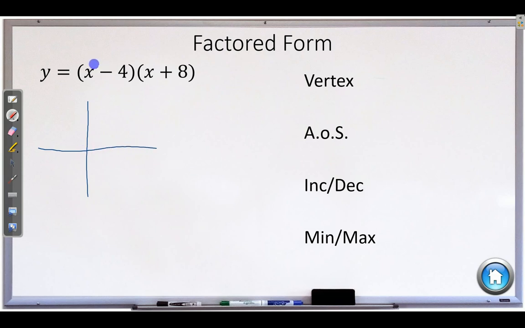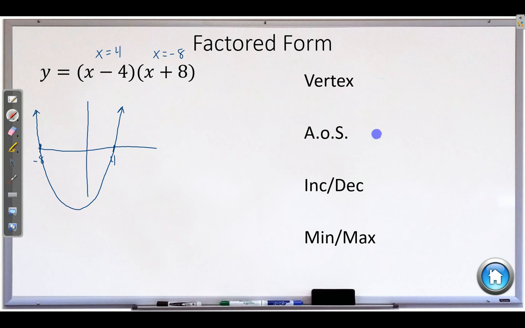Factored form gives you the x-intercepts. Here we have x equals 4, because that makes that factor into 0. And here we have x equals negative 8, which turns that factor into 0. So we have one way over here at negative 8, and one over here at 4. Roughly, this parabola will be opening up, and it should look something kind of like that. It's a very rough sketch.